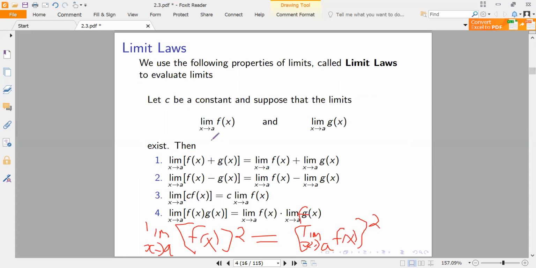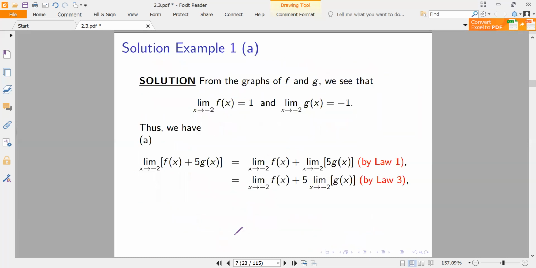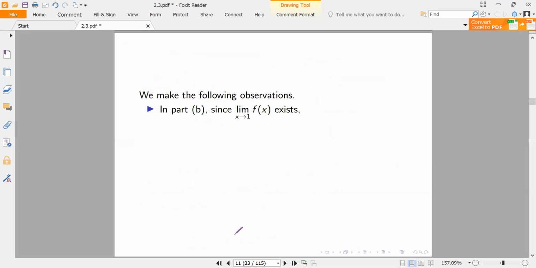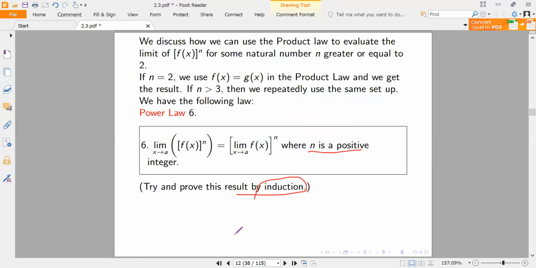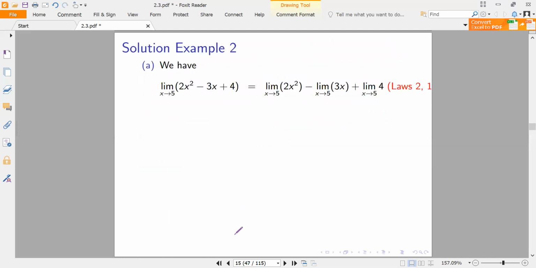We did say that the limit of f of x plus g of x is the same thing as the limit of f of x plus the limit of g of x. We said the same thing for the difference, and for the constant, we said we can take the constant out. Number four, we said multiplying two functions and evaluating the limit is the same thing as taking the limits of the functions individually and just multiplying the answers. And we generalize that by this rule here. We said if g of x was the same thing as f of x, then we got that. Let's see if you can use those rules to evaluate our example.